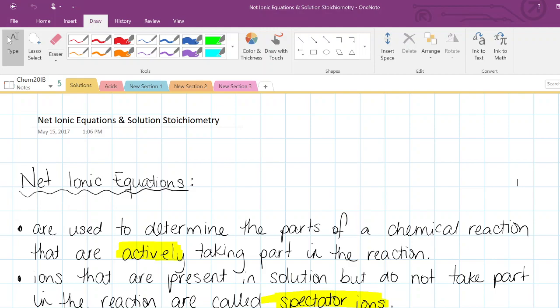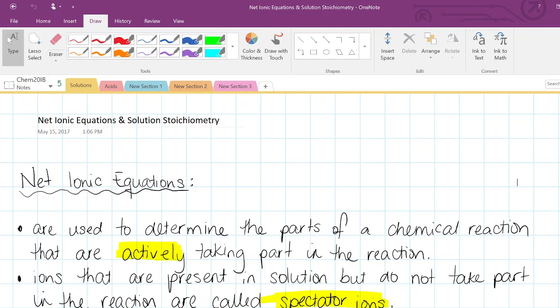So what a net ionic equation is, it shows what is taking place when a chemical reaction that happens in solution occurs. So something like a single replacement reaction or a double replacement reaction. We've always written our balanced chemical equation and we show the reactants and the products, and then we balance and that's it. With a net ionic equation, we look specifically at what is happening to those species in solution, and why it is that they are forming brand new products, right? And so they're used to determine the parts of the reaction that are actively involved in producing the products.